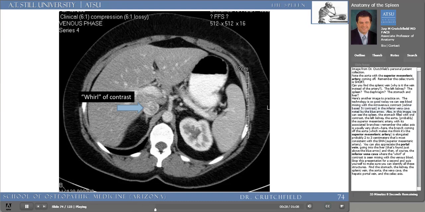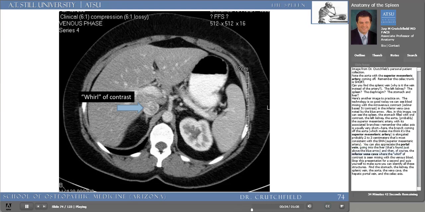Remember, the celiac axis is usually very short. Here, the branch coming off the aorta, which makes me think it's the superior mesenteric artery, is elongated, probably 2 to 3 centimeters. That's most consistent with the SMA. You can also see the portal vein going into the liver. That's found just above the blue arrow. And then, of course, the inferior vena cava, where the whorl of contrast is seen.